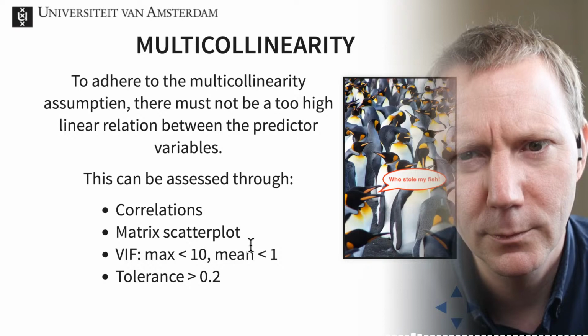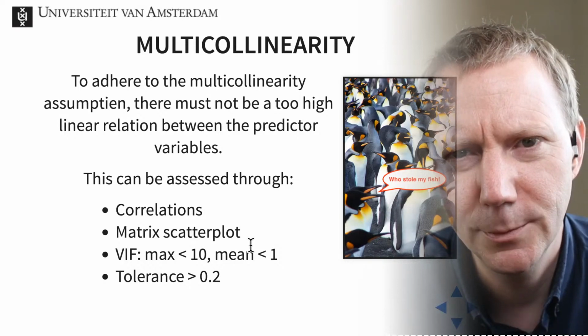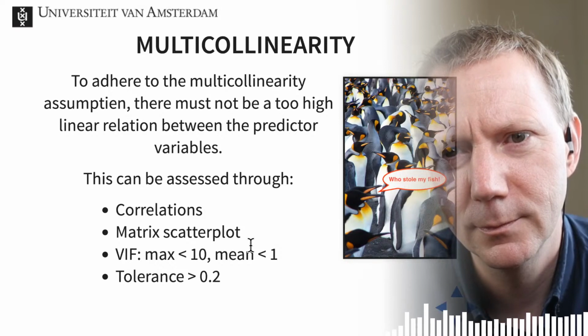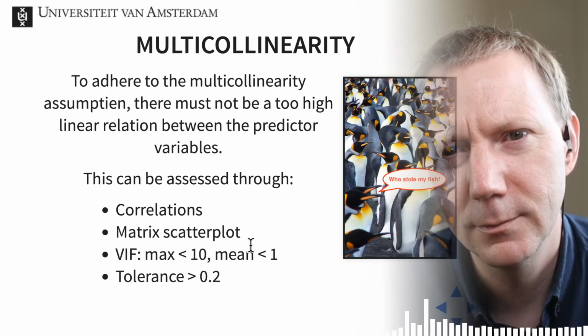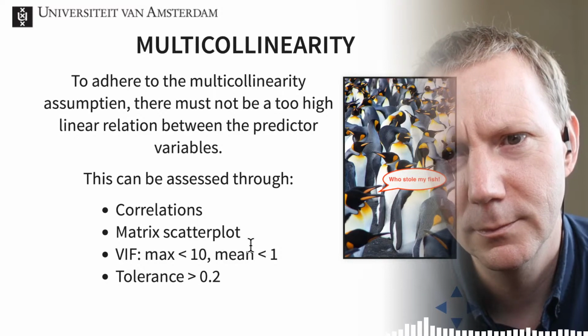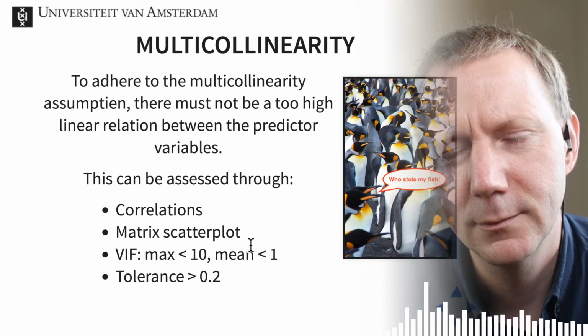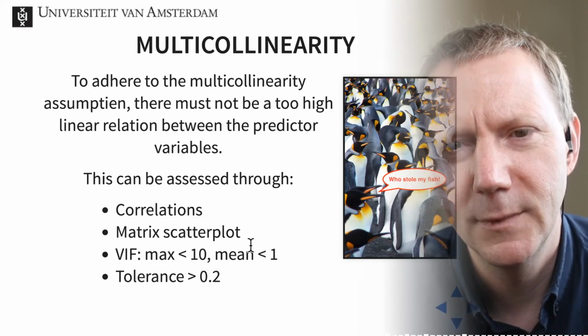Yes. Yeah, can I ask something about this? Sure. So you said that we could also make a matrix scatter plot and look at the relations between two predictor variables. But it says that it must not be too high. So what would be too high?